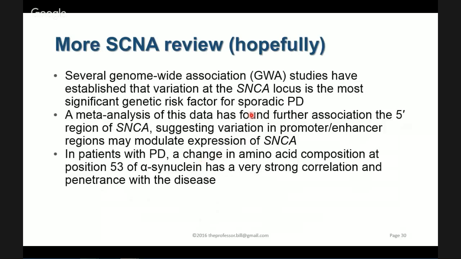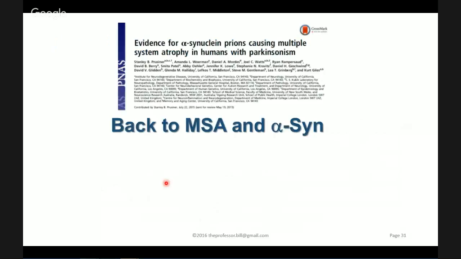So these genome-wide association studies implicated that this SNCA locus is the highest risk factor for sporadic forms, not the familial inherited form that I just showed you previously, but also associated with the sporadic form. So there's a lot clustered around this alpha-synuclein. If you do a meta-analysis of different GWAS studies, then you can also see that something that turns on the expression of the alpha-synuclein gene can also enhance or speed up Parkinson's disease. So it suggests that maybe a promoter variation or enhancer region might be affected in different forms of sporadic Parkinson's disease. And in patients with Parkinson's, oftentimes the familial inherited forms have a change at position 53, and that leads to that autosomal dominance.